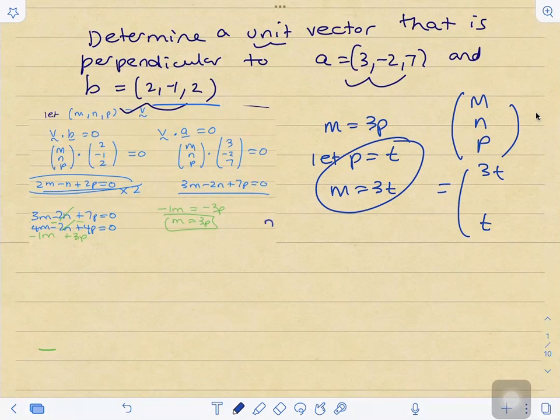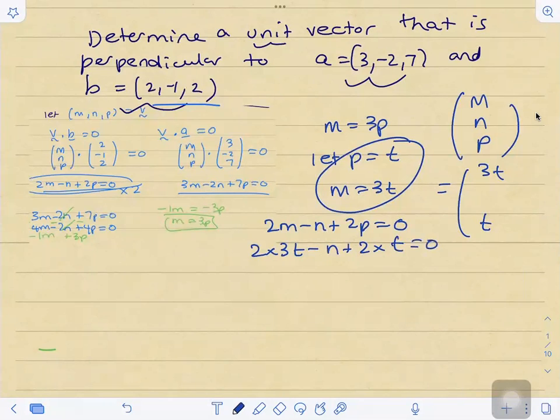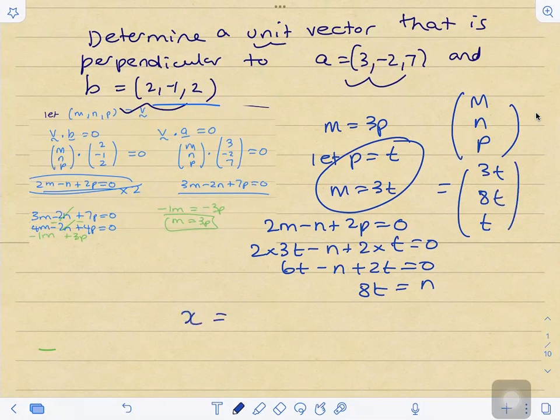So let's use one of the equations. 2m minus n plus 2p is 0. 2m would be 2 times 3t, minus n, plus 2 times p. P was t, equals 0. So 6t minus n plus 2t equals 0. 8t equals n. So that means that n would be 8t. So that now means that this point can be written in terms of the parameter t.